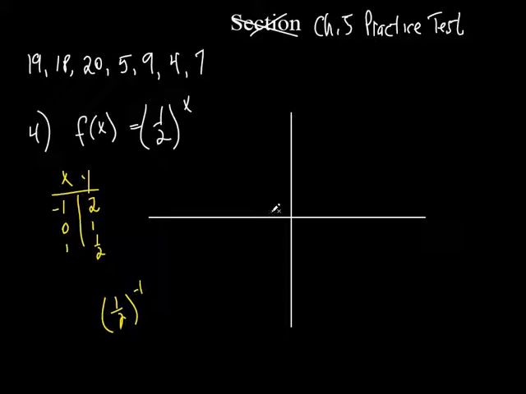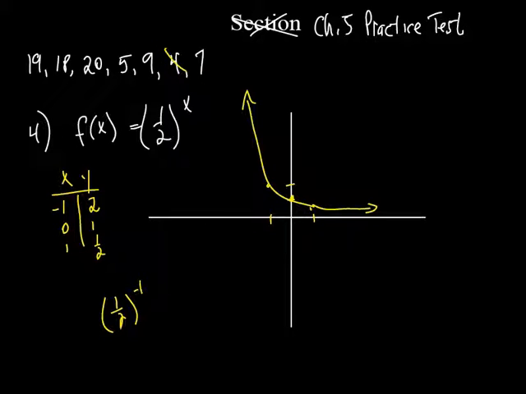So you plot these points, -1, 2, 0, 1, and 1, 1/2. Right? And then your graph looks like this. Something like that. A little squiggly, but you get the idea. It goes through 0, 1, 1, 1/2, -1, 2, and it just gets really close to the x-axis, never touches, and this just keeps on going up like this. That's all you do. Alright, that was number 4.